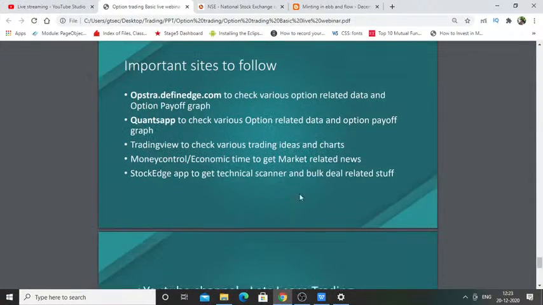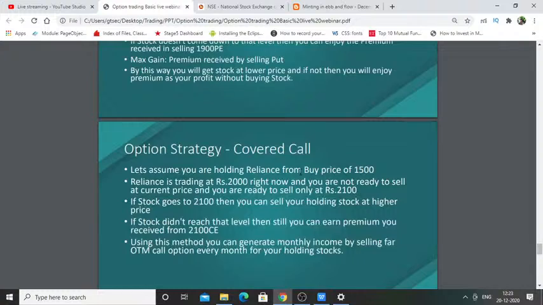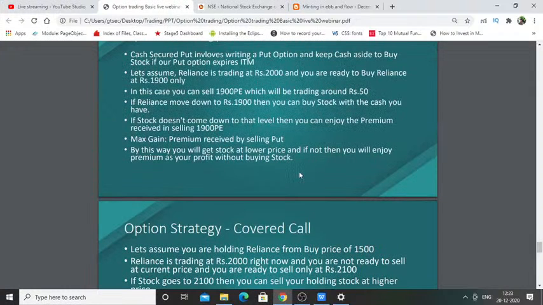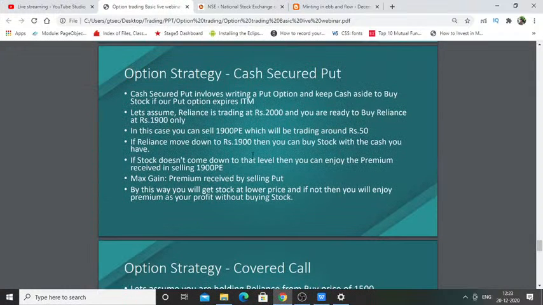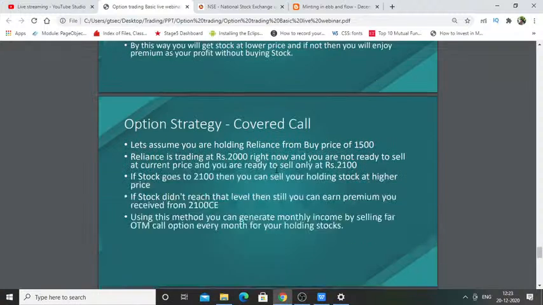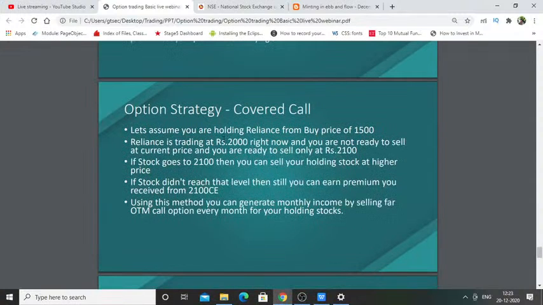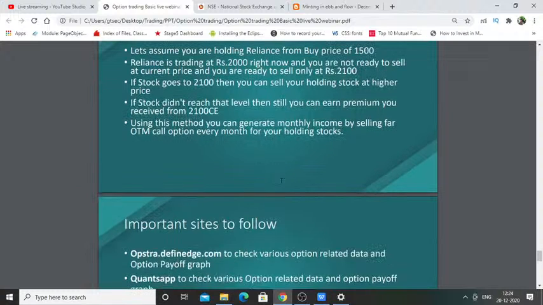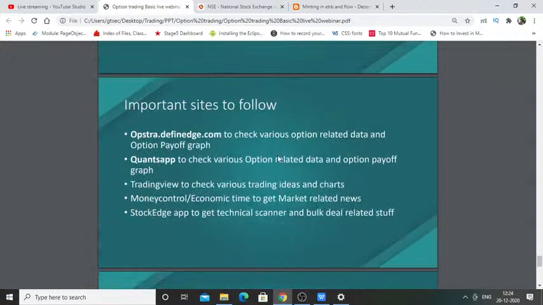And now, these are two simple strategies. If you want to buy the stock at a lower price, you have to sell a put option, and if you want to sell your holding stocks at a higher price, then you have to sell call options. And the important site to follow is opstra.definedge.com. This will help you look for various option-related data.